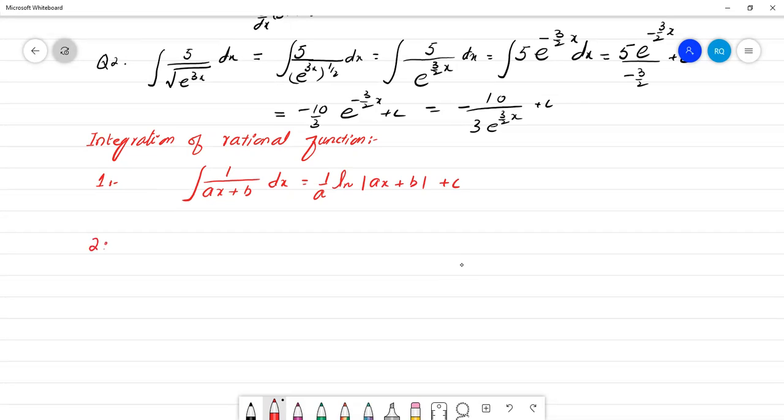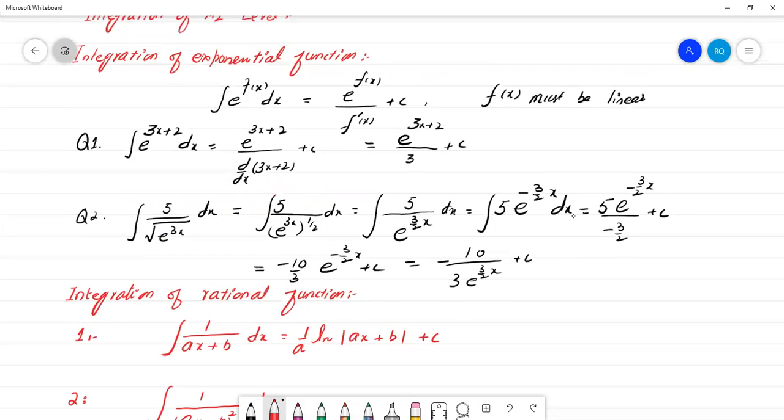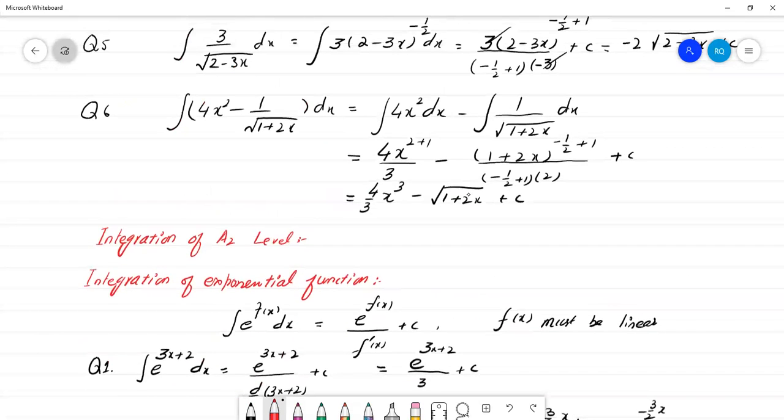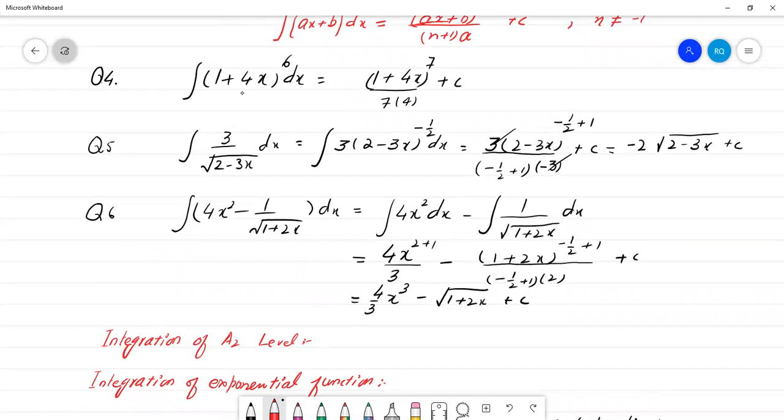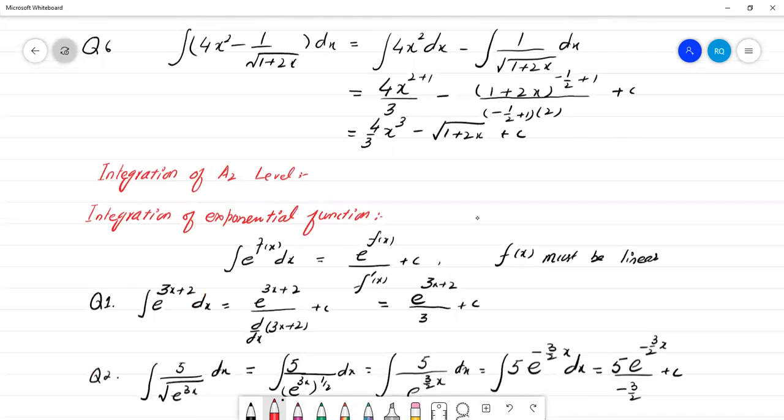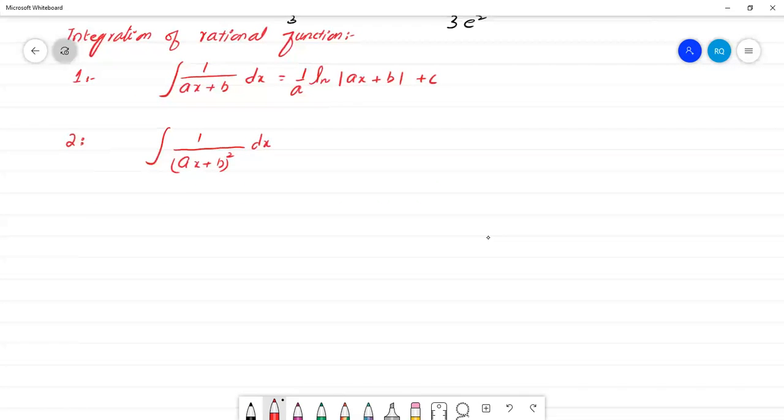Second formula, if the power is not 1, just like this one, 1 over (ax plus b) raised to power 2 dx. Then you have to apply the reverse of the power rule, just like this one. Then you have to apply this expression. What will you do? You have to convert these terms into the numerator.